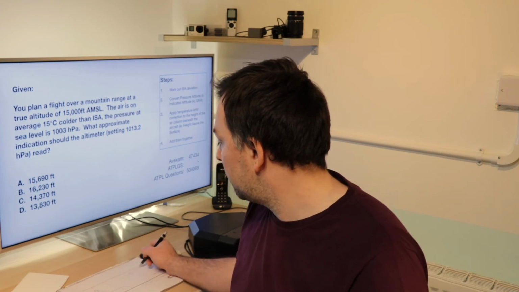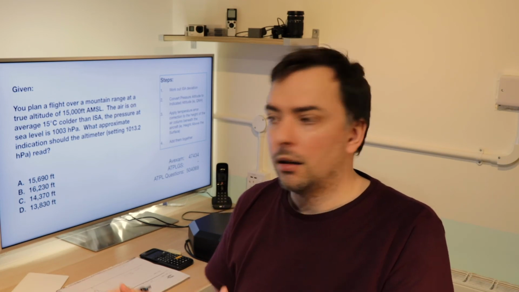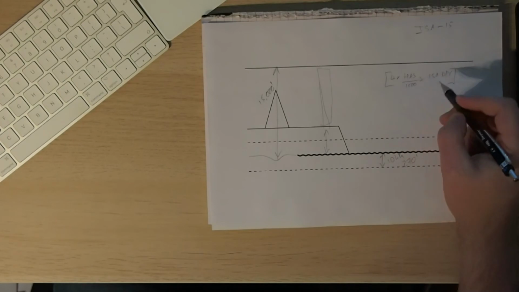And this time we just can't do that. But you may remember that there is a second formula for working out temperature error correction, and it's a method that some of you probably prefer already anyway, and that is the 4% rule. In other words, for every 10 degrees of ISA deviation, there's a 4% temperature error correction. So we can use that one instead.